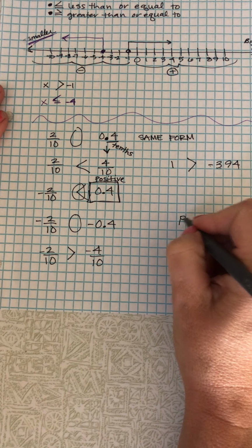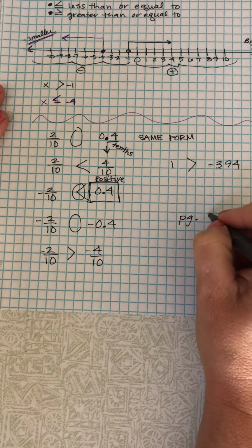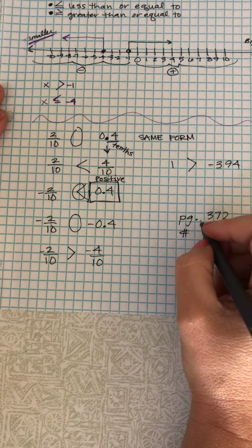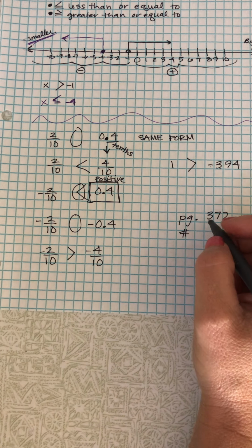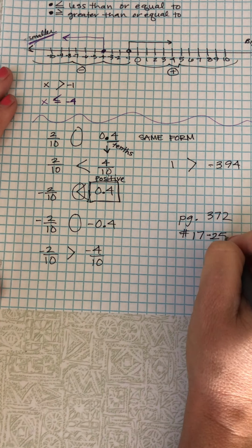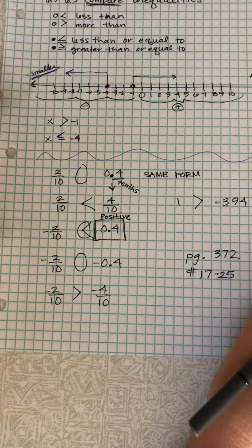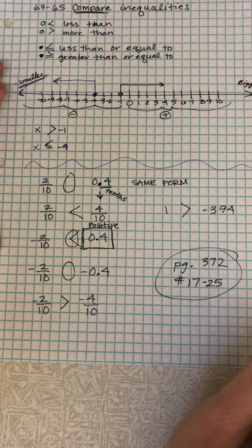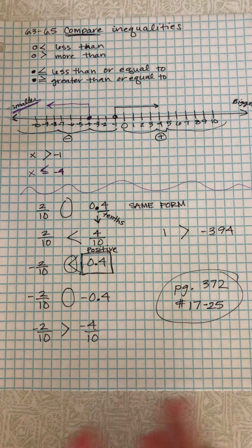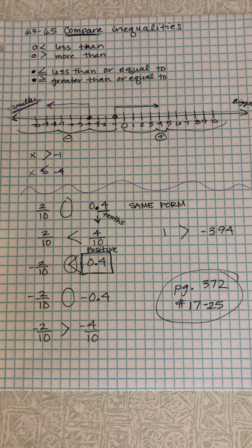Today, we're going to be on the same page, so page 372, and you're going to be working on numbers 17 through 25. And these were all random examples that will help you answer those questions. If you end up getting stumped or have any questions, let me know and we can jump on a Google Hangout around 2:15. Okay, so send me a message if you need help.